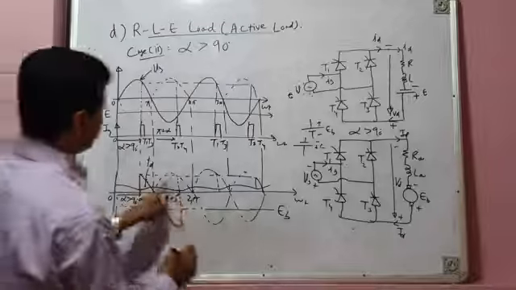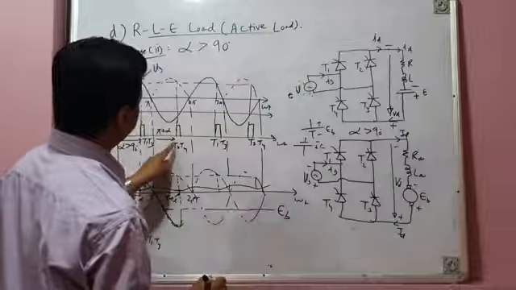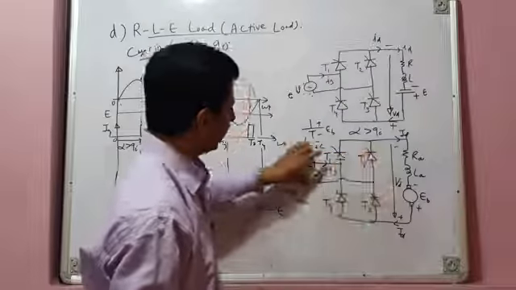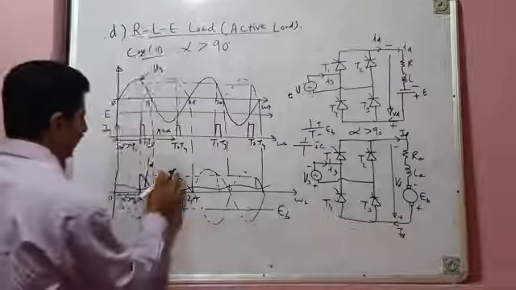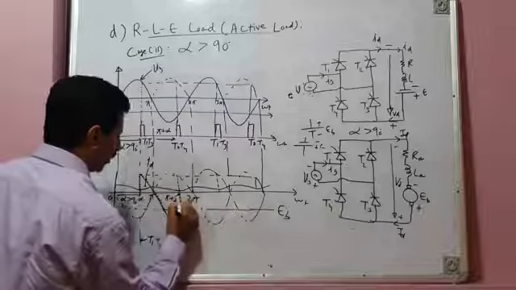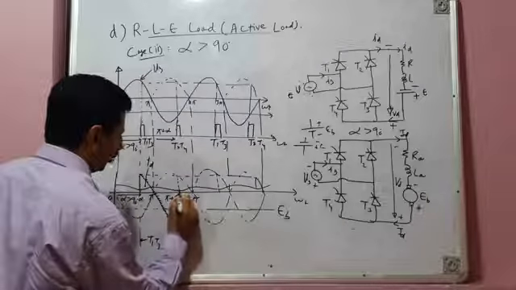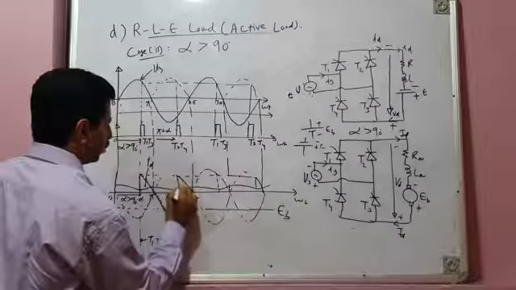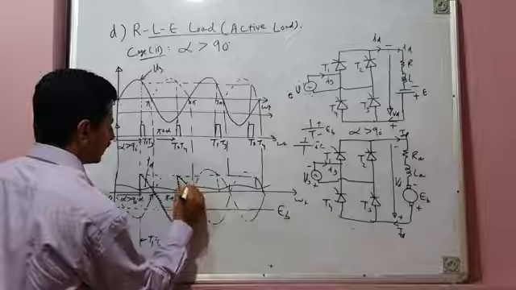And then here, firing of T2, T4 pair takes place. As T2, T4 pair fires, load is again connected to the source and it receives a small positive segment of source voltage, as you already know. A small positive segment of voltage appears across the load.